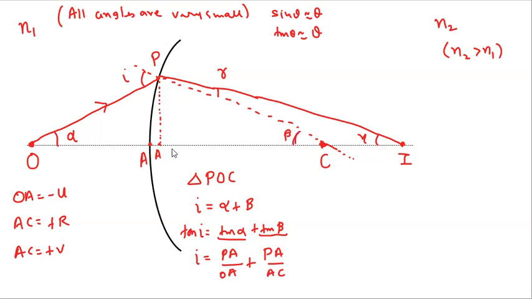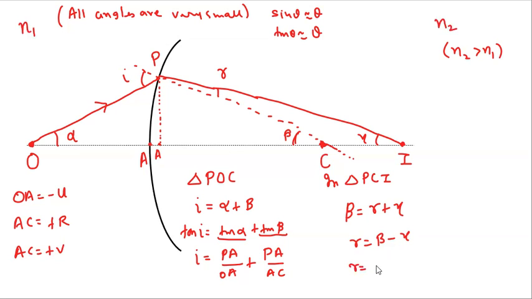Tan beta is perpendicular upon base; tan alpha will be perpendicular PA, base is OA. Similarly, in triangle PCI, the exterior angle is beta. So beta will be R plus gamma. So R can be written as beta minus gamma, but the angles are very small, so beta will be tan beta, gamma will be tan gamma.